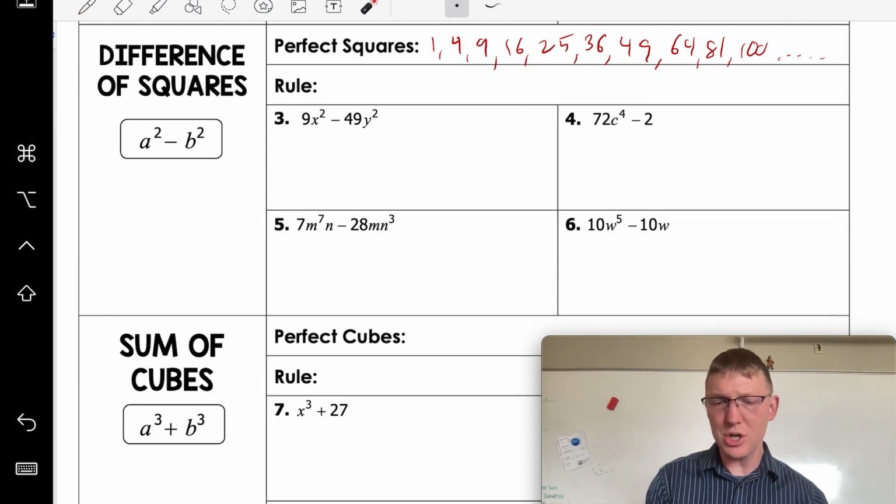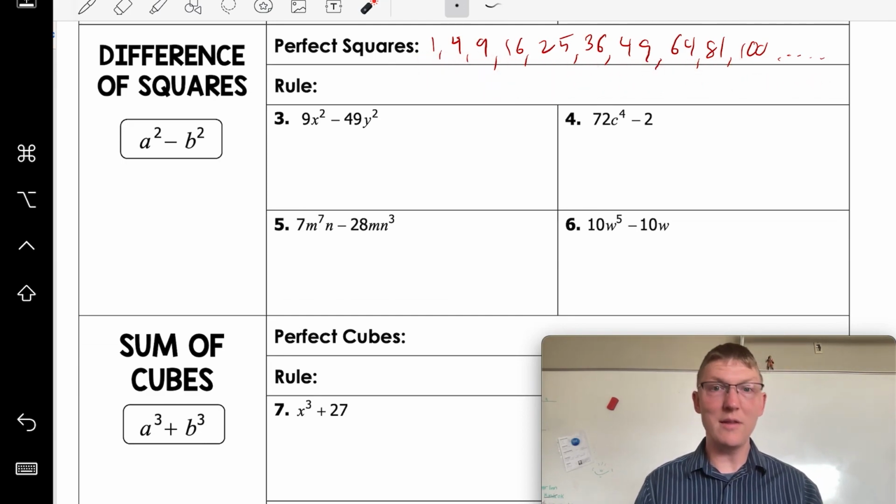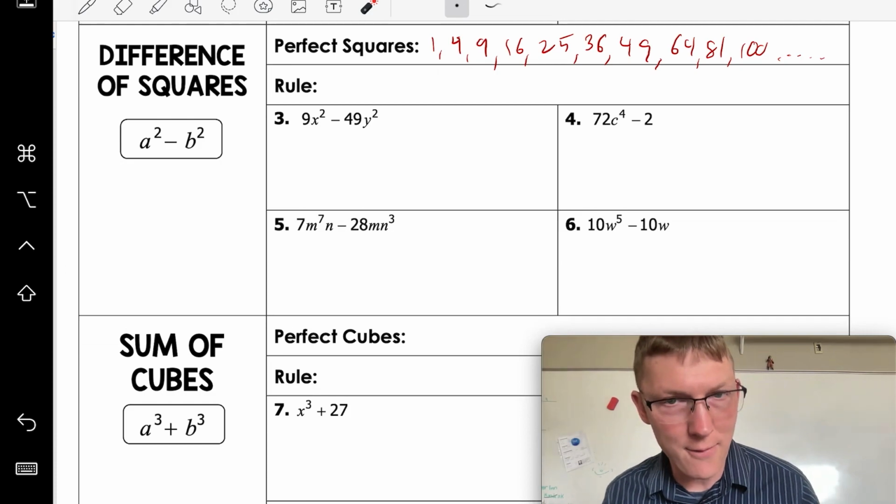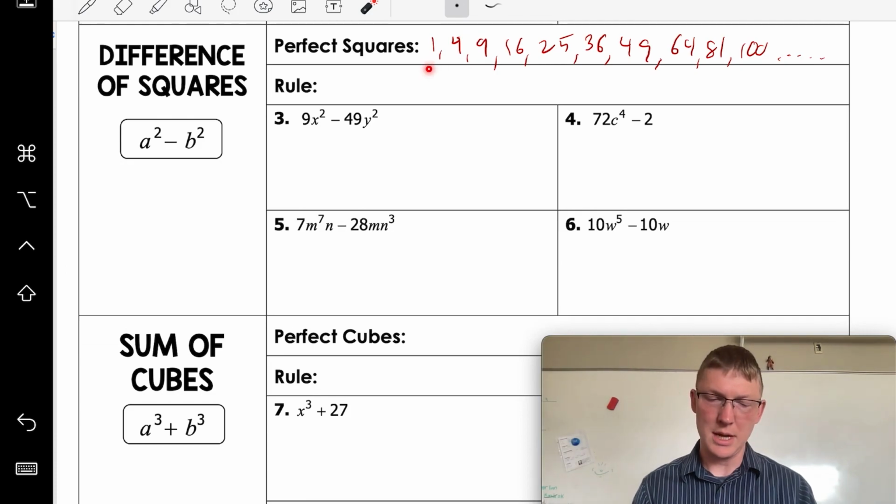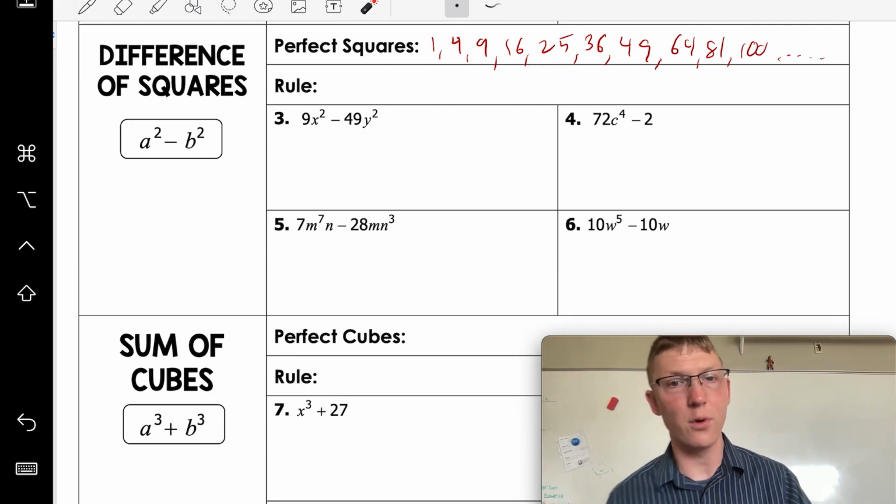If you can just be generally familiar that if you see one of these numbers up here, it is in fact a perfect square. And remember, I found those numbers. I took 1 times 1 is 1. 2 times 2 is 4. 3 times 3 is 9. 4 times 4 is 16. 5 times 5 is 25. So on and so forth.